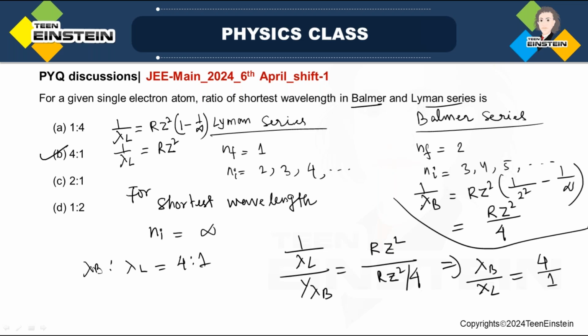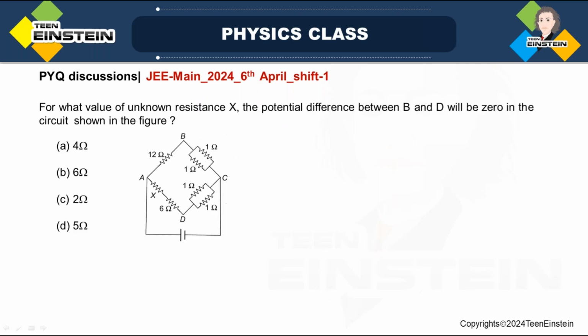So what was the point to remember here? When we get the shortest wavelength, the largest wavelength you will get for the immediate transition. Suppose the transition is 2 to 1, or in this case 3 to 2, this will give you the largest wavelength. All right.